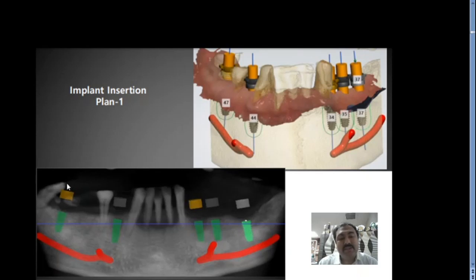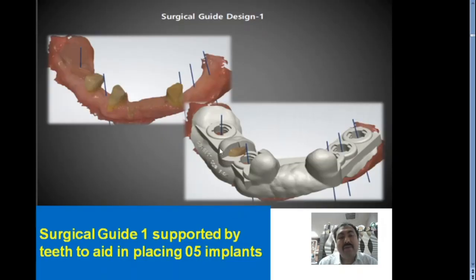Based on these 4 teeth, if they can be utilized, we can plan to place the remaining 5 implants in this picture. Not all 8, but the remaining 5 implants. At the same time, we can have a guide which will be tooth supported. Please have a look. We have tooth 4-8, tooth 4-5, tooth 4-3 and tooth 3-3.